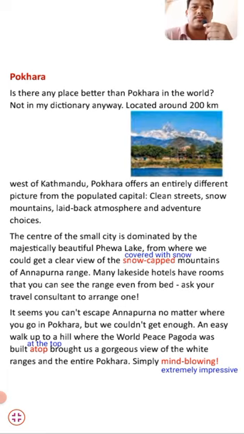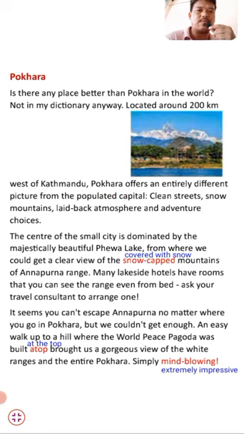Located around 200 km west of Kathmandu, Pokhara offers an entirely different picture from the populated capital. Clean streets, snow mountains, a laid-back atmosphere, and adventure choices. The writer wants to express his view about the beautiful place of Pokhara. So Pokhara, which is 200 km far away from the Kathmandu Valley, shows a totally different picture from the crowded capital.